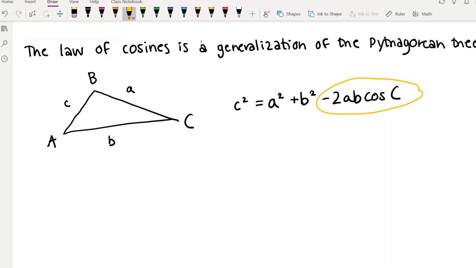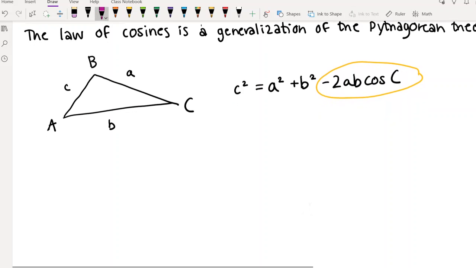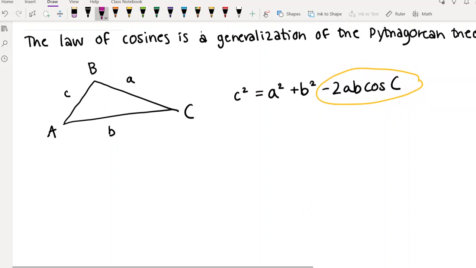So the way that I like to remember the law of cosines is I think about this extra part, the negative 2ab times cosine of c. I think of it as kind of this error term. It's kind of like a measurement of how far away your triangle is from being a right triangle. And so why do I say that? Well, let's look at what would happen with the law of cosines if you actually had a right triangle.